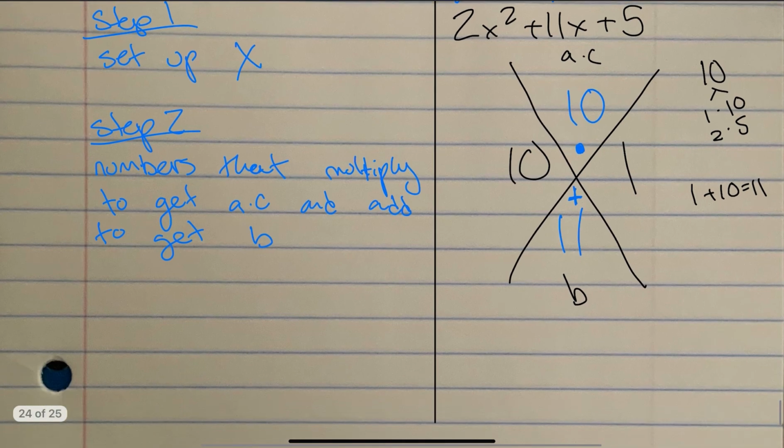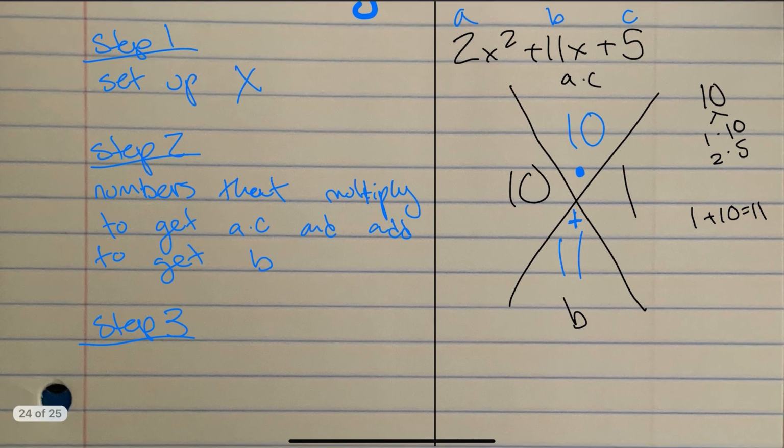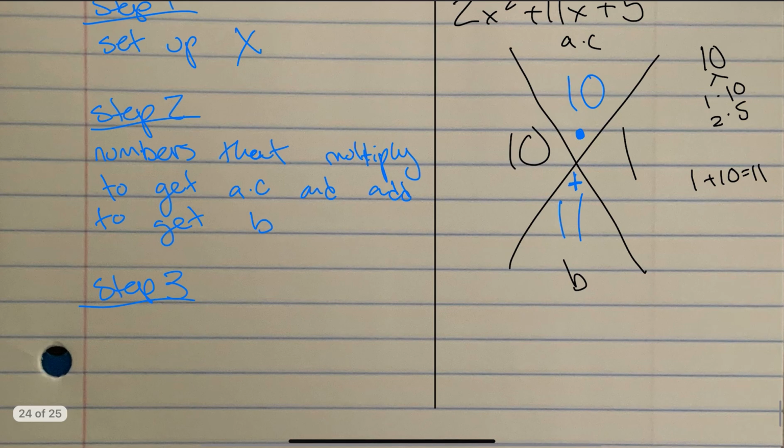Step 3 is where we're going to change it a little bit. Since our a is no longer 1, we have to divide it out from both of our factors. So step number 3 is going to be divide by a. Whatever your a is, that's what you're dividing by. And then reduce if you can.